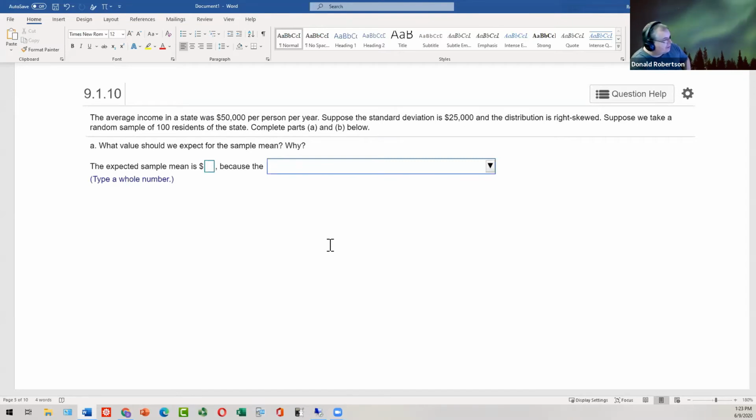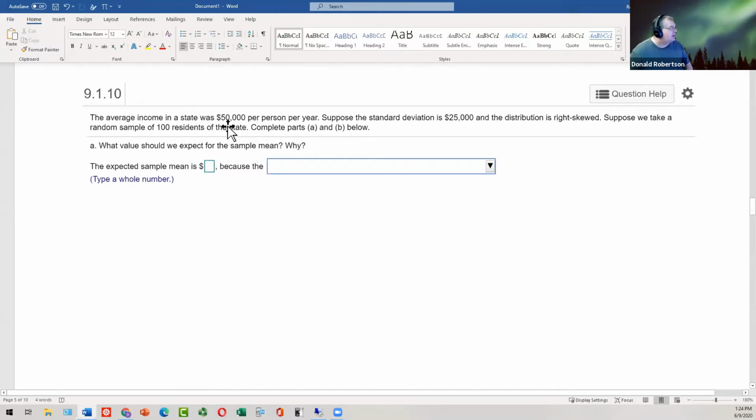The cool thing about the central limit theorem is it doesn't care if the population, the numbers that make up that population, are skewed left, skewed right, or any other in-between shape. As long as your sample is big enough and your population is big enough, you can use the fact that the sampling distribution will always be normal in shape. So in this particular case, the random sample is 100. So what value would you expect for the sample mean?